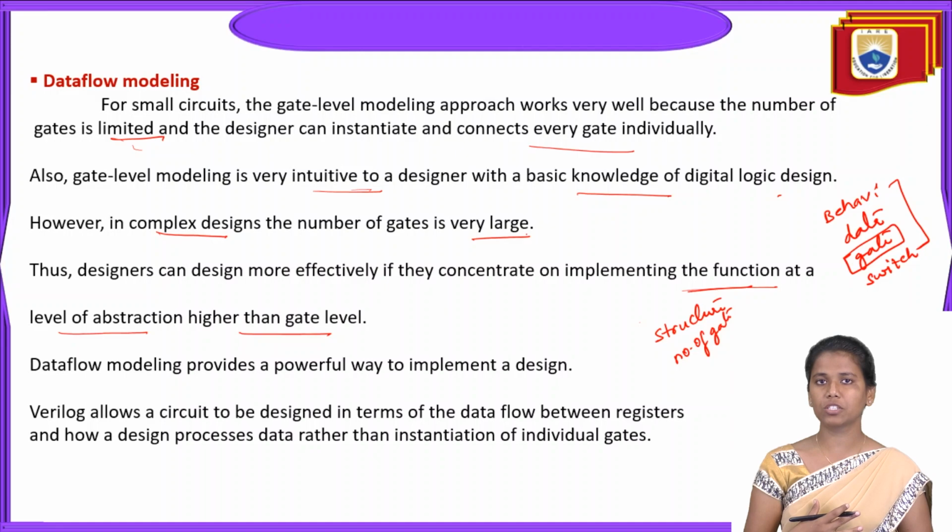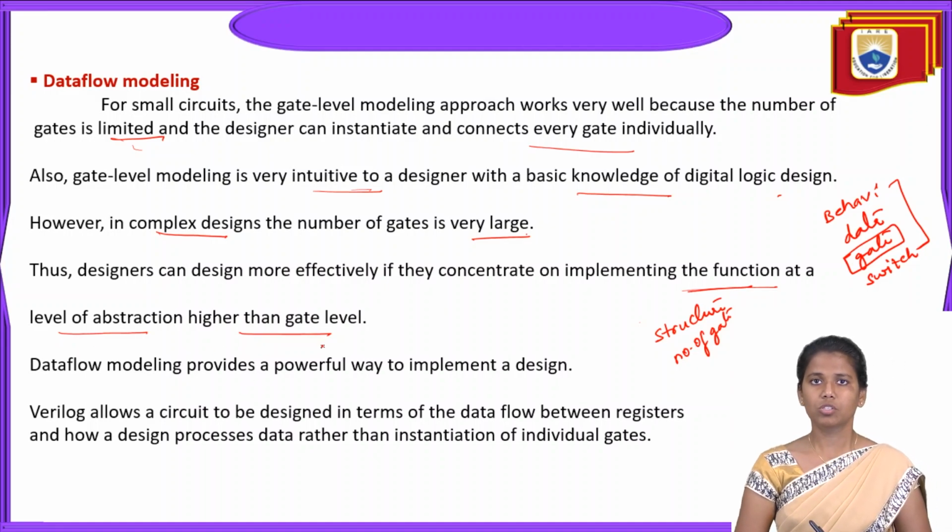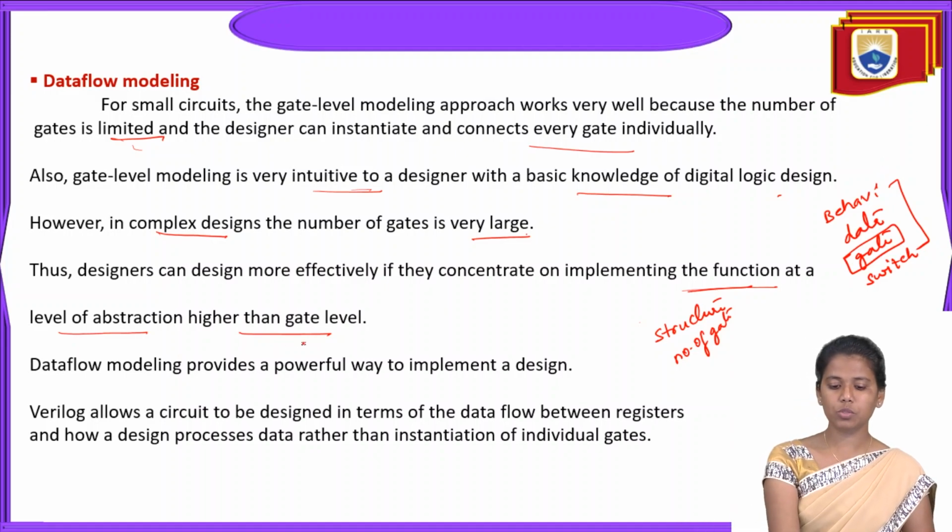For this implementation, we will think of different levels of abstraction. Being a designer, it is our choice which level, out of the 4 levels of abstraction, we are going to consider. It purely depends upon the designer. So after forming the structure, we come to the implementation: implementing the function at a level of abstraction higher than the gate level. Out of these 4 levels of abstraction, which one are you going to use to implement the design structure? That is very important. This is what this sentence says.